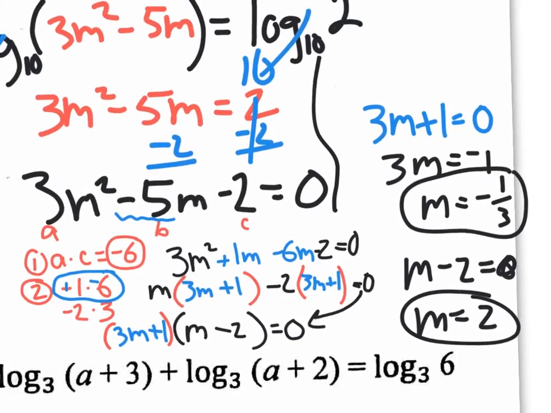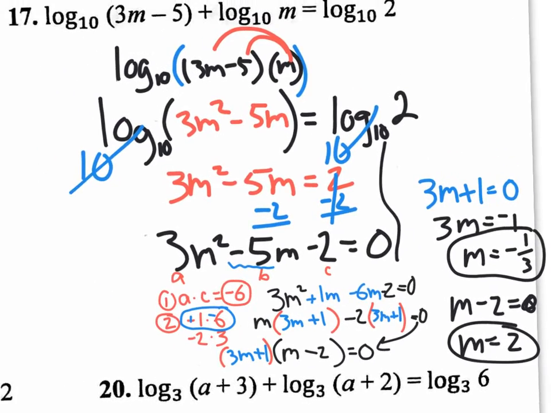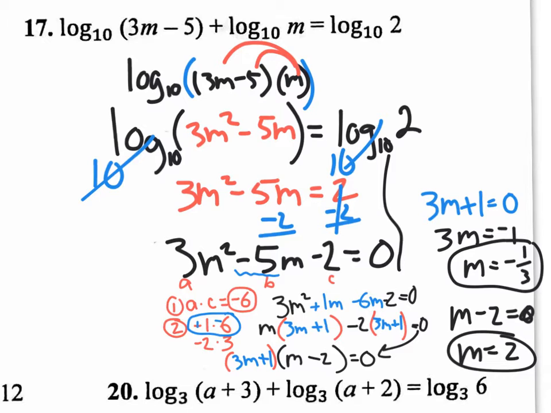However, we need to double check and make sure that those answers don't produce negative values inside the logarithms of the original equation. So if I take 2 and put it right here, 3m, 3 times 2 is 6, 6 take away 5 is a positive number, we're good. If I take 2, put it right here, that's a positive number, we're good. If I take negative 1/3 and put it right here, 3 times negative 1/3, that's negative 1, and negative 1 minus 5, that's negative 6. So that does not work. So that's when we say this guy is an extraneous solution. It's not a real answer, it's an extra answer that doesn't work. So the only real answer for number 17 is 2.